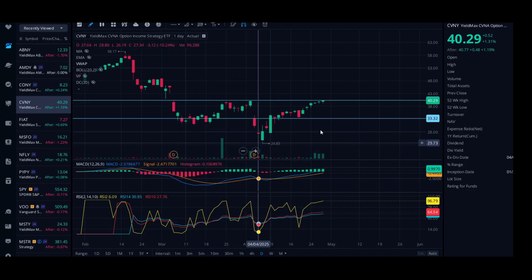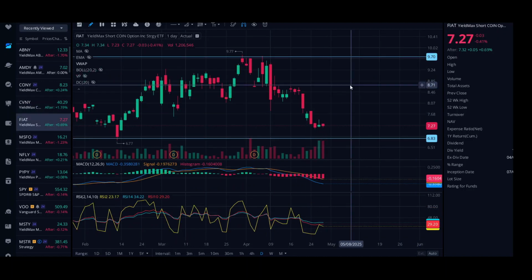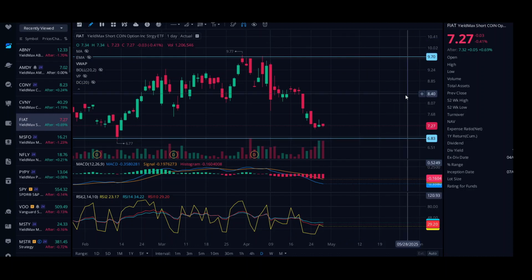I would probably expect to see something higher than the 2.96. So you might see it around, my guess, $3.40. And that is just a shot in the dark. FIAT, so FIAT has a little wider zone here. We're working between 6.83 and about 9.70 here.